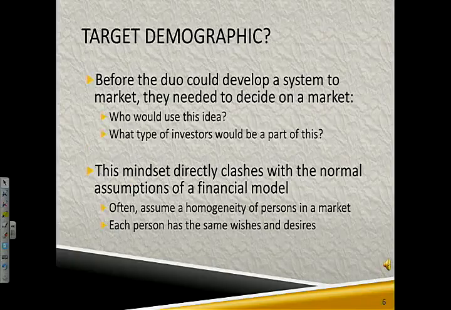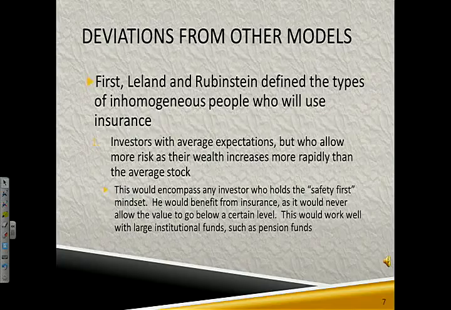Before the duo could develop a system to market, they needed to decide on what market they wanted to target. So who would use this idea, and what type of investors would be part of this? Now, this mindset and thinking directly clashes with the normal assumptions of the financial model. Now, often we assume a homogeneity of persons in a market where each person has the same wants and wishes and will make the same decision. So, first, Leland and Rubenstein had to define the types of homogeneous people who would use insurance.